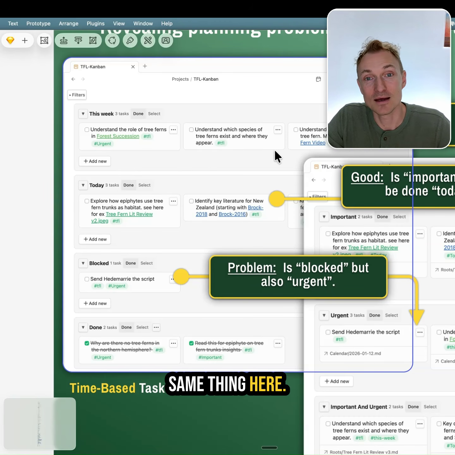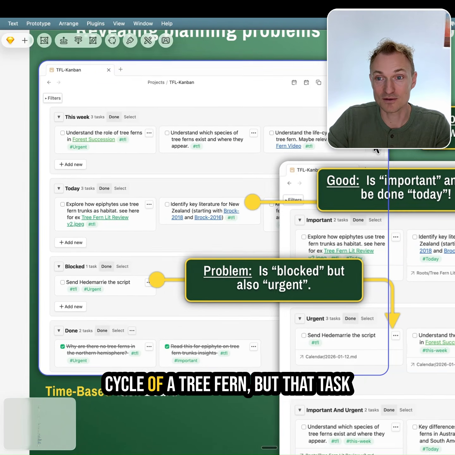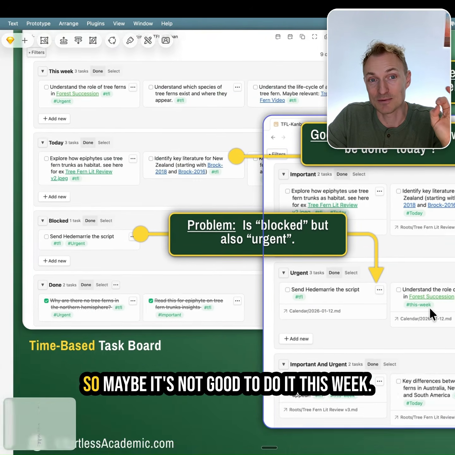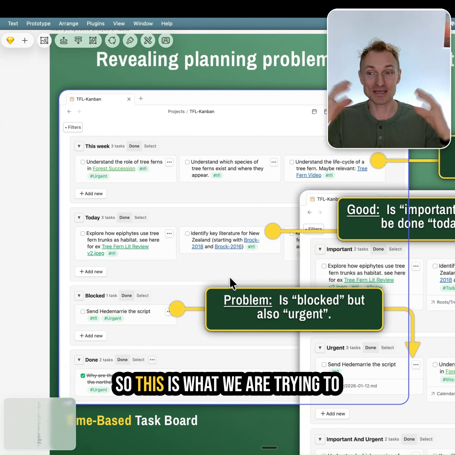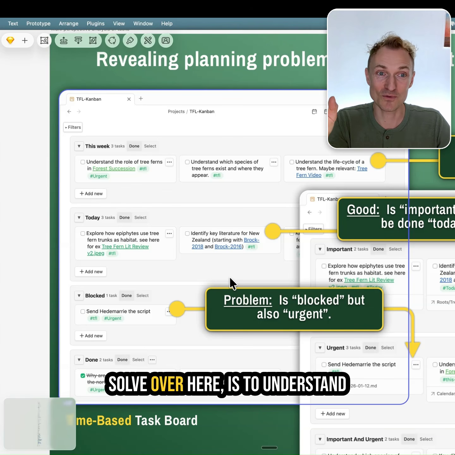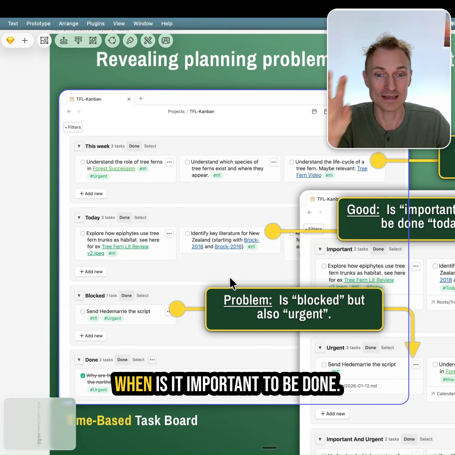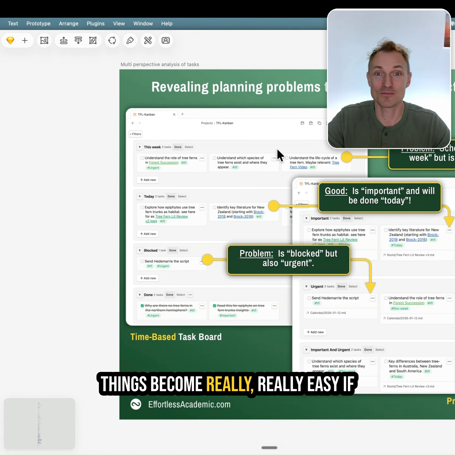Same thing here. In this week, we have a task that we have to do to understand the life cycle of a tree fern. But that task is also for some reason urgent. So maybe it's not good to do it this week. We have to do it today, right? So this is what we are trying to solve over here, is to understand what is actually important and when is it important to be done. And once you have understood this, things become really, really easy.